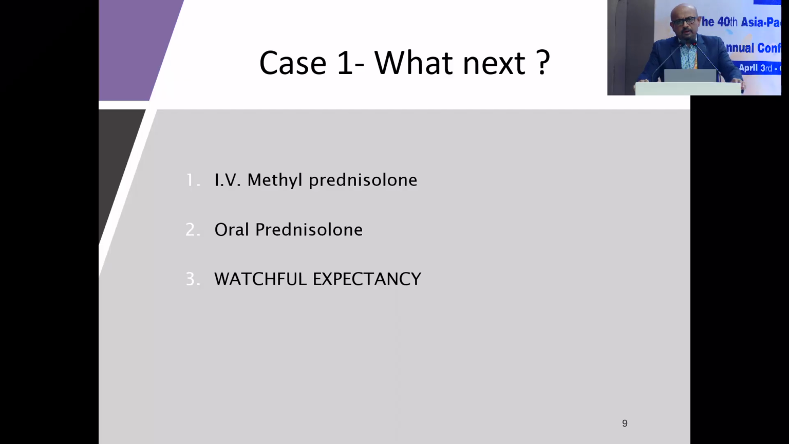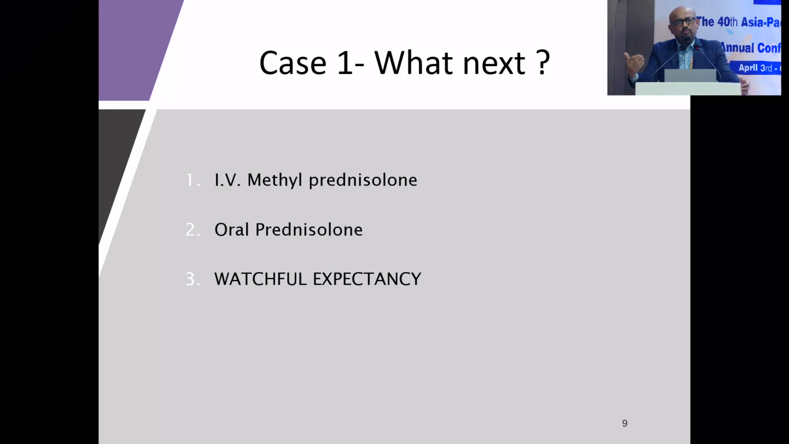Before that, what would you have done? Here is a 34-year-old female with an acute loss of vision. Vision is 6/36. I showed you the optic disc. What would you have done? IV steroids, oral steroids, or just watchful expectancy? How many of you would say that we can just wait, this will resolve on its own? It is probably just a passing infection. Any of you think like that?